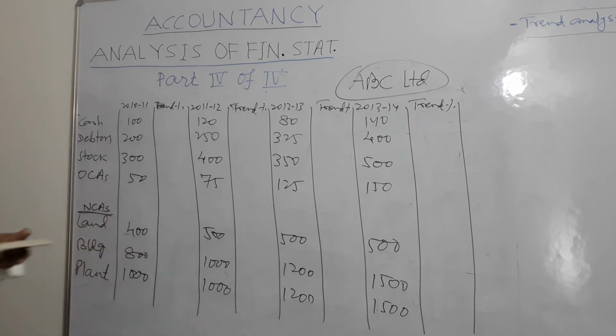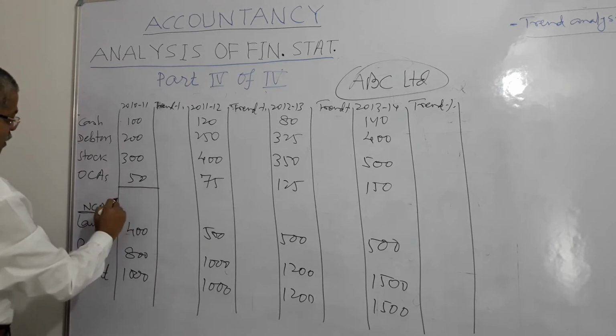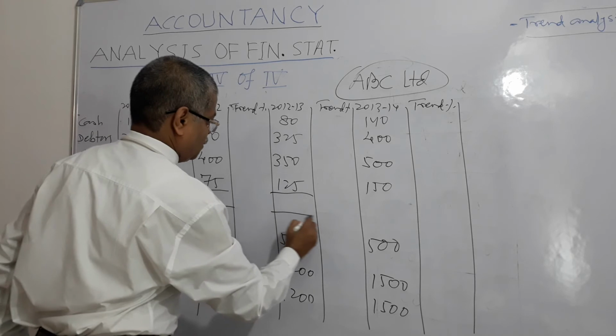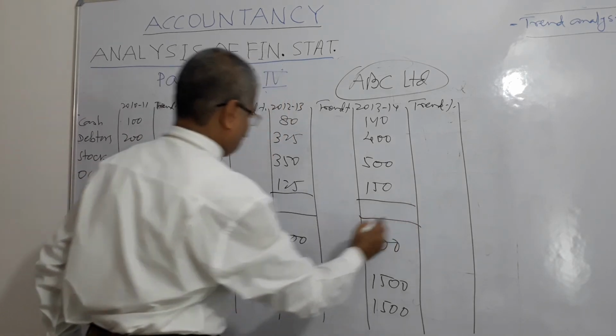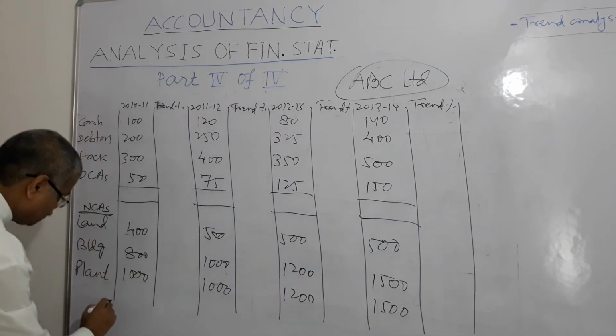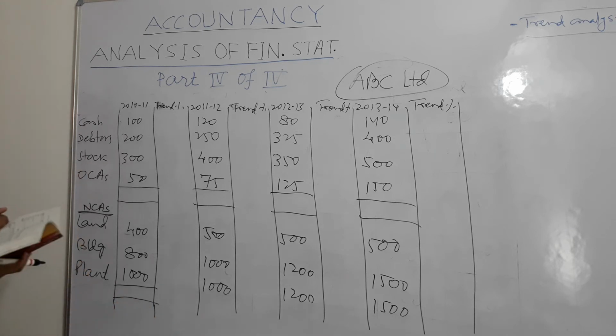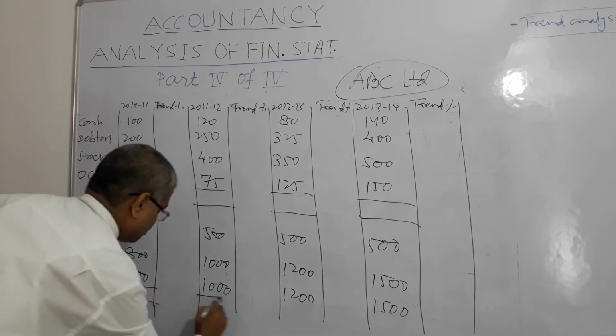Right? So what do we need to do? First we will total. Quickly. This also we will total. And we will take the grand total.